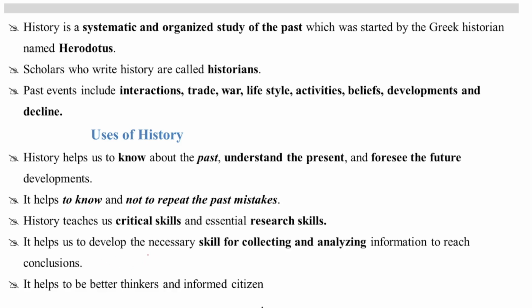Again, history helps us to develop necessary skills for collecting and analyzing information to reach conclusions. This means another purpose of history. So, it helps us to develop necessary skills for collecting and analyzing information. When you learn history, you can learn about primary sources and secondary sources. You can easily understand the difference between primary sources and secondary sources, which one is primary, which one is secondary. Based on that, you can easily collect information. After you collect information, you can easily analyze it to reach a conclusion, the purpose of history again.